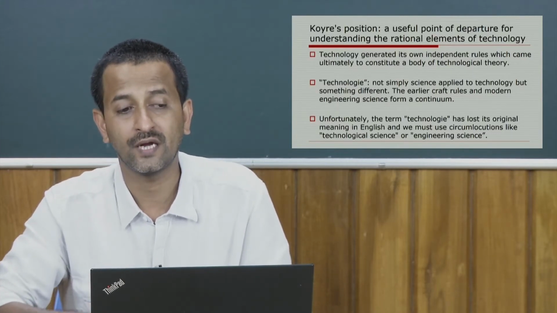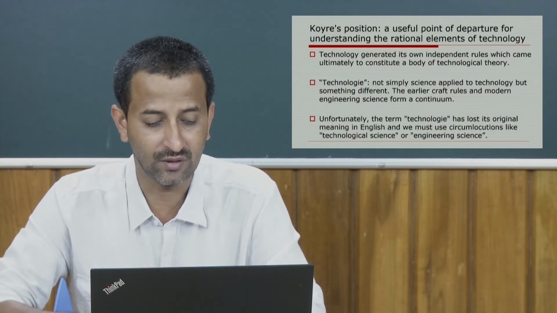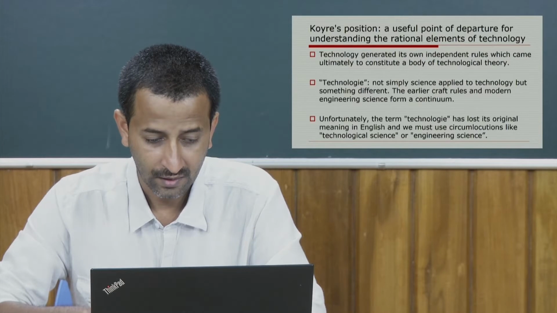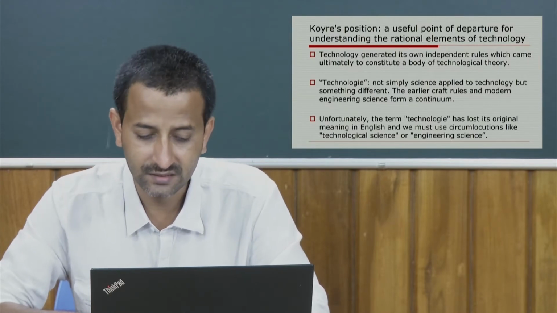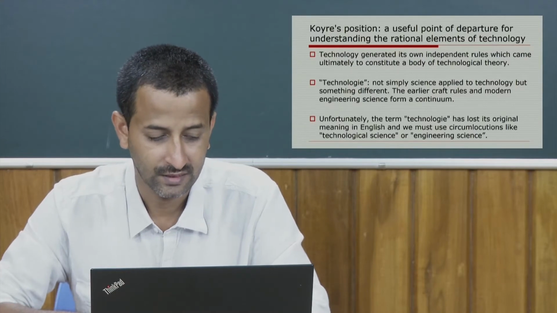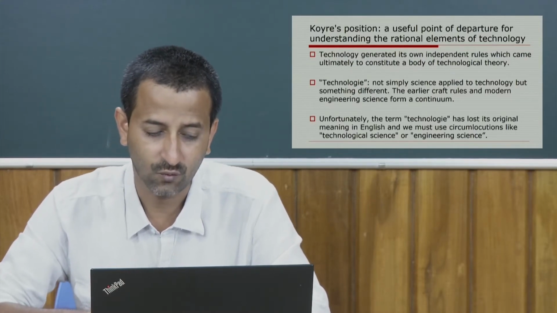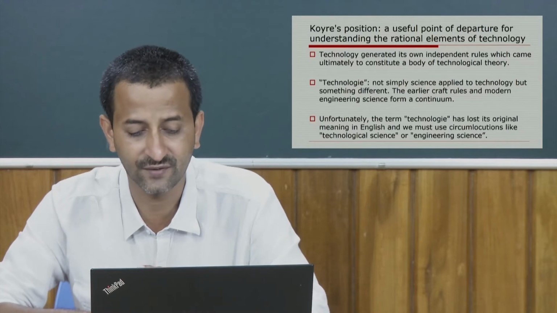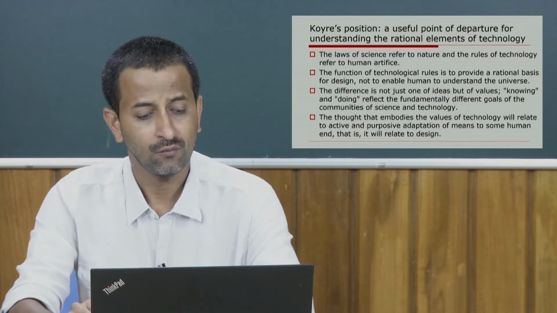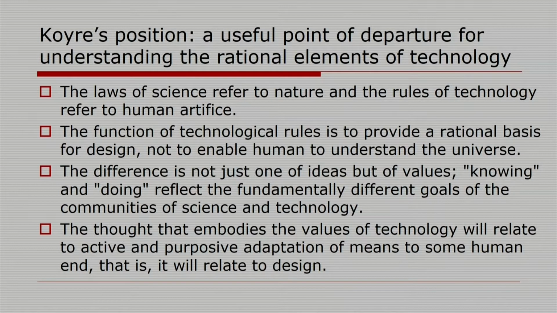The earlier craft rules and modern engineering science form a continuum. Unfortunately, the term technology has lost its original meaning in English, and we must use circumlocutions like technological science or engineering science. But whatever the terms, the implication is that the earlier craft rules and modern engineering science, however different, form a continuum. We might restate the matter by noting that the laws of science refer to nature, and the rules of technology refer to human edifying.